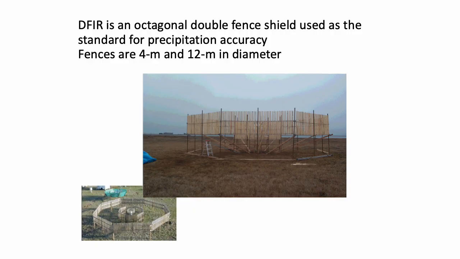Here's an example of this double fence intercomparison reference, DFIR. It's an octagonally shaped double fence shield used to basically reduce the turbulence around a gauge. The gauge is actually the sort of metal thing with a hole where ideally you'd get the snowflakes and raindrops to go down there.